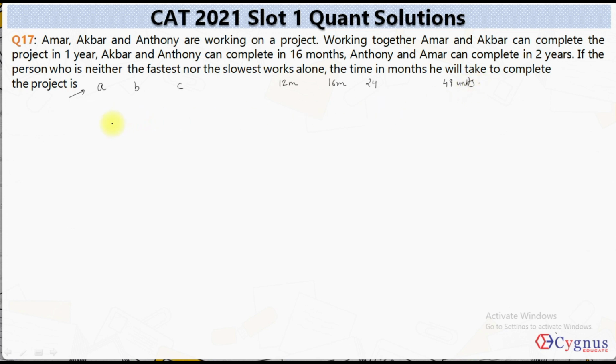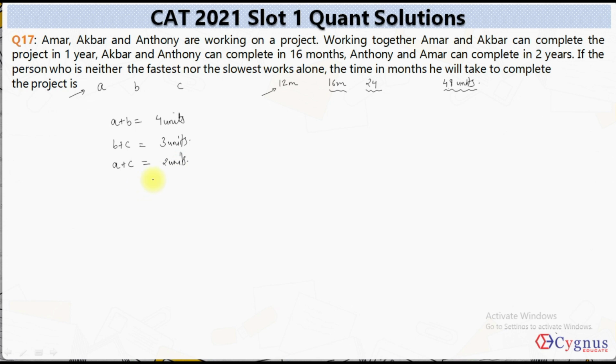Now the first one is Amar and Akbar. Together they can do the whole work in 1 year, that means 12 months. In 12 months they can finish 48 units, that means their 1 month's work would be 4 units. Similarly, the next pair is Akbar and Anthony, B and C. Their one month's work would be 48 by 16, that means they can do 3 units per month. Similarly, the last pair would be Amar and Anthony, that is A and C. They can do 48 units of the work in 24 months, that means their 1 month's work would be 2 units.